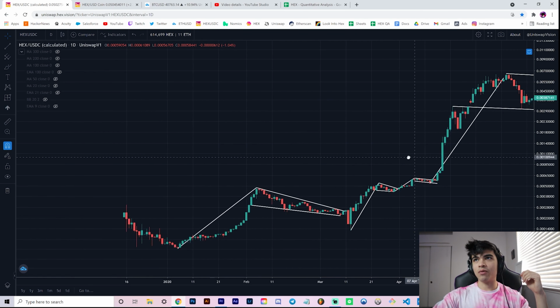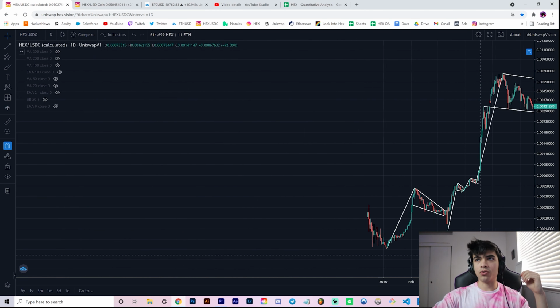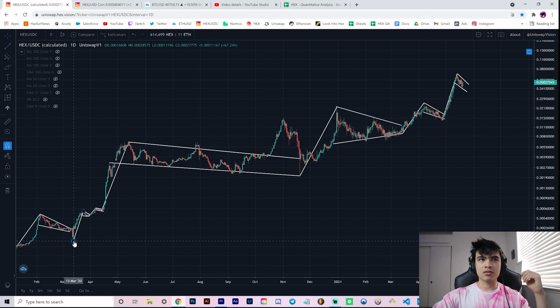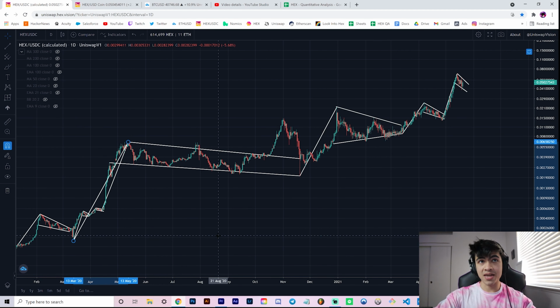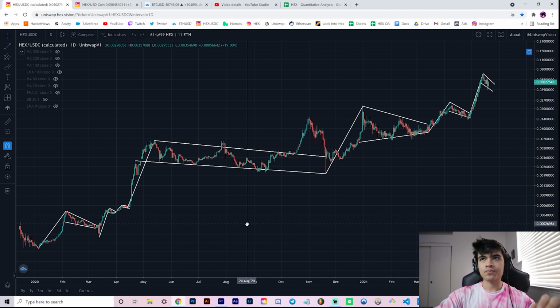But at the end of the day, when you zoom out, you could have drawn this 2-month move from March to May of 2020 as one large impulse move, right? So again, it's up to the analyst how you actually want to chart this. So just keep that in mind, okay?